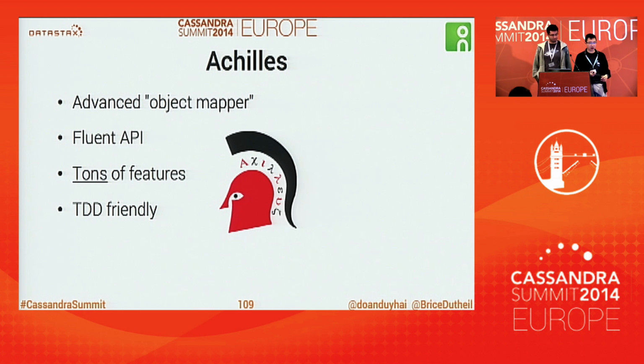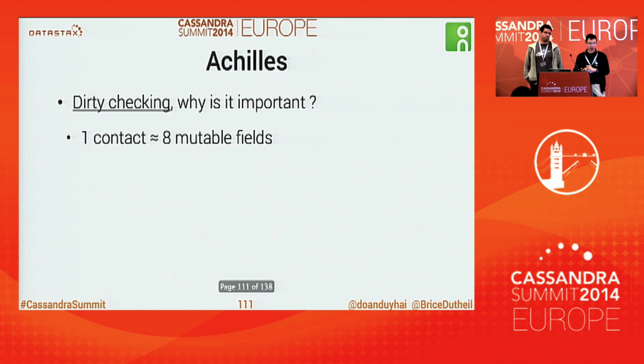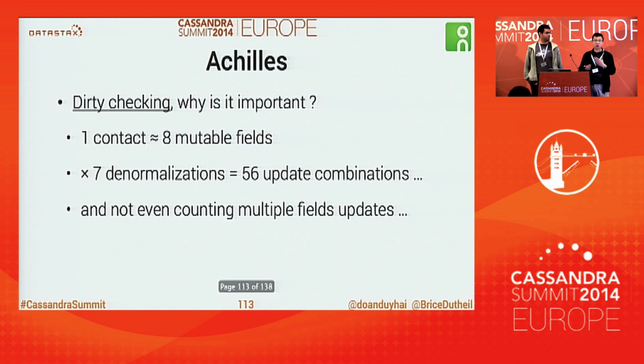So Achilles is used everywhere at Libon. It is an advanced object mapper that offers lots of features, and especially it is very TDD friendly. And with Achilles, we use dirty checking heavily. So what is it and why is it so important? Let's take a contact. In a contact, we have 8 mutable fields, right? And we have 7 denormalization. It means that we can have up to 56 update combinations, not even counting multiple fields update.